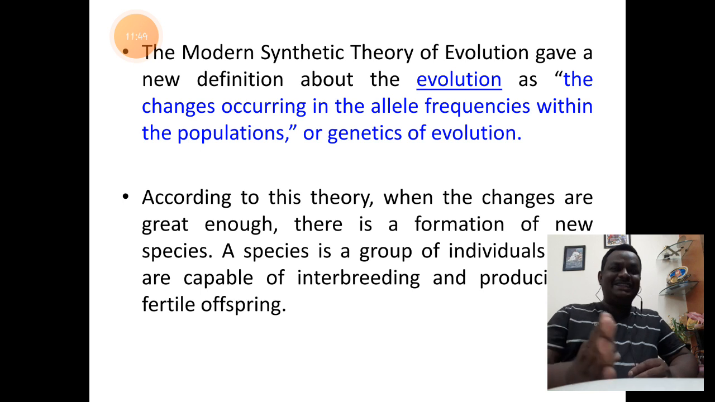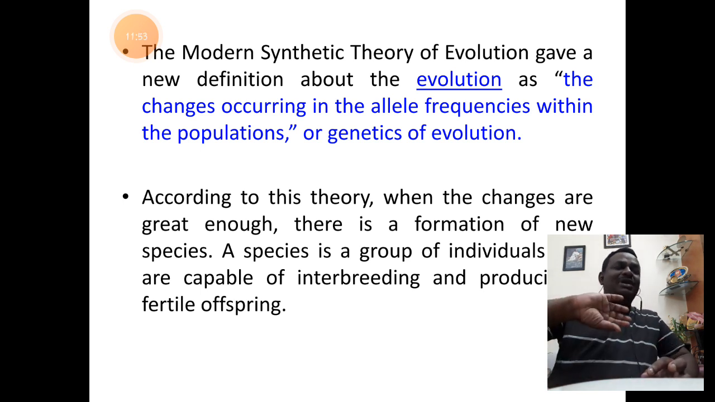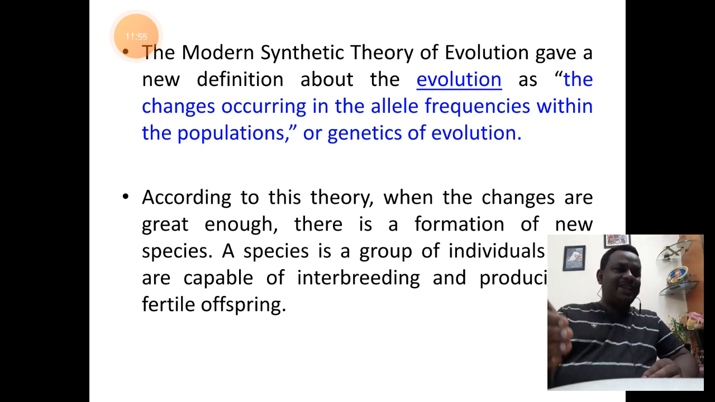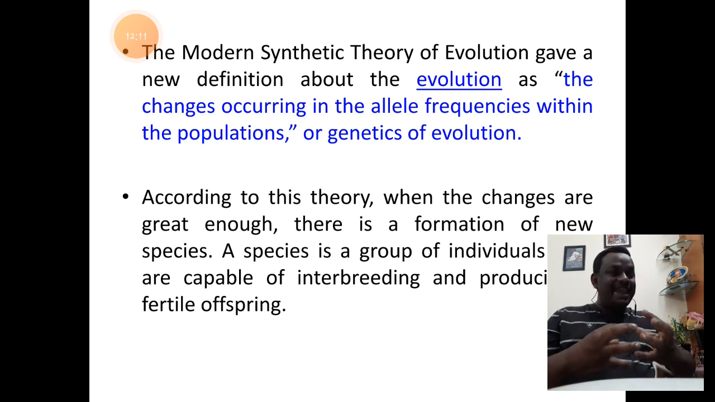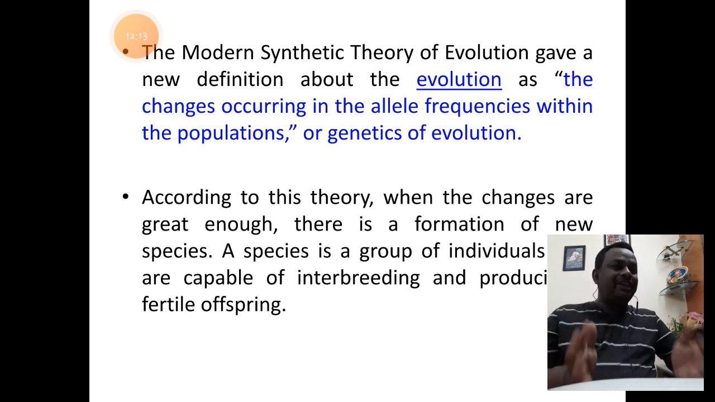So modern synthetic theory, as we have understood, is the combination of two postulates. Number one, genetic variations it should show. Number two, natural selection it should show. So the combination of genetic variation and natural selection is the modern synthetic theory of evolution. It defines the concept of evolution as changes that occur in the allele frequency within a population, or simply, it is the genetics of evolution.